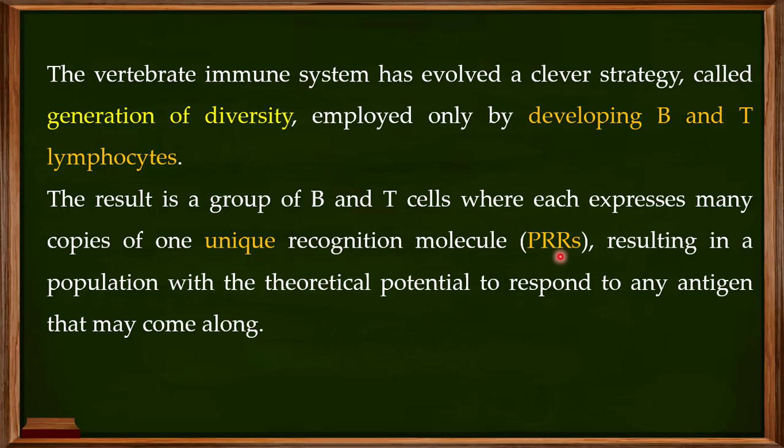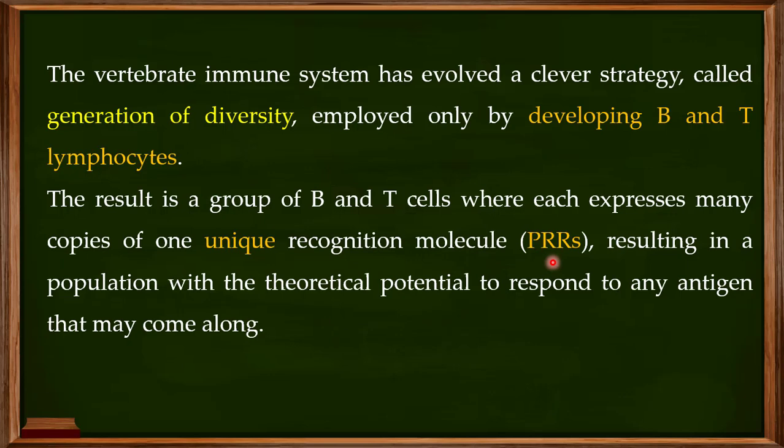We are talking about the PRR over here. You should keep in mind that one B cell is going to express a unique recognition molecule. So the other B cell is going to produce a PRR that would be totally different from the PRR produced by the first B cell. If you have two B cells, you are going to have two PRRs. What this means is that every B cell is going to express a unique recognition molecule.